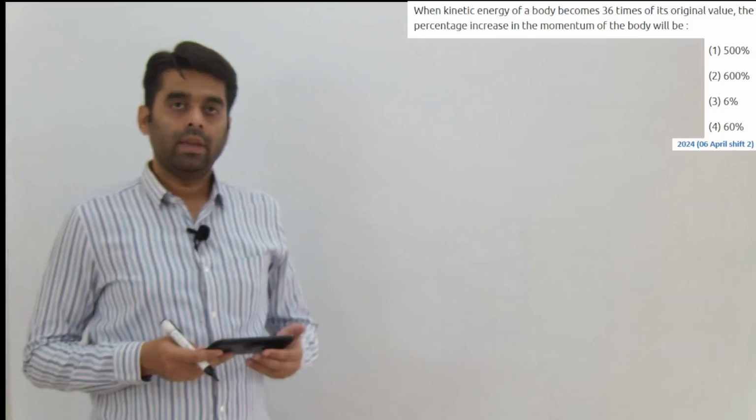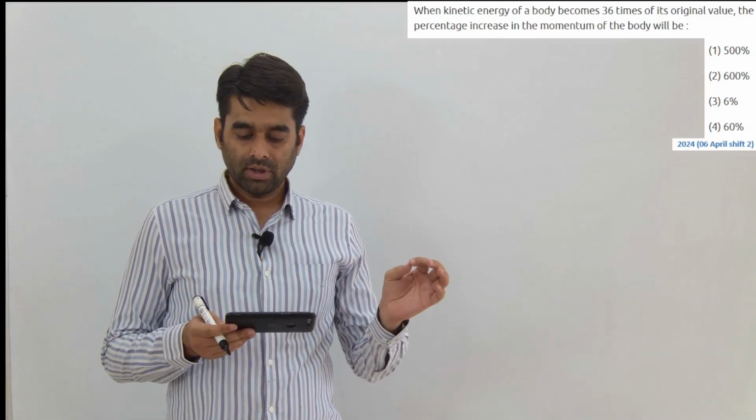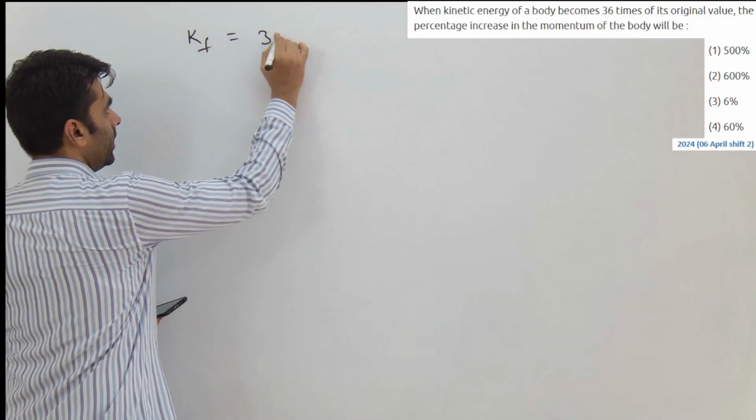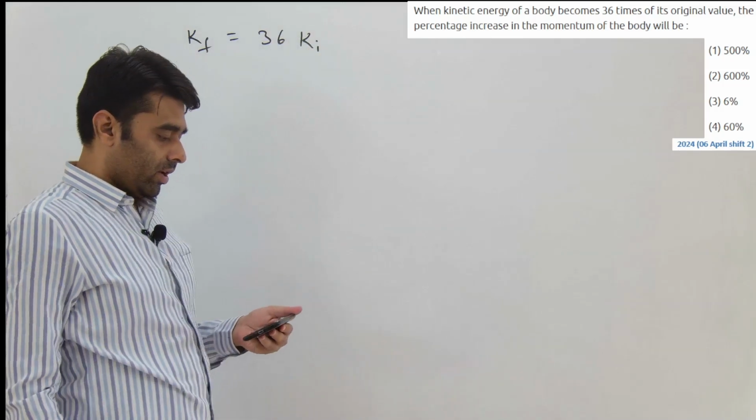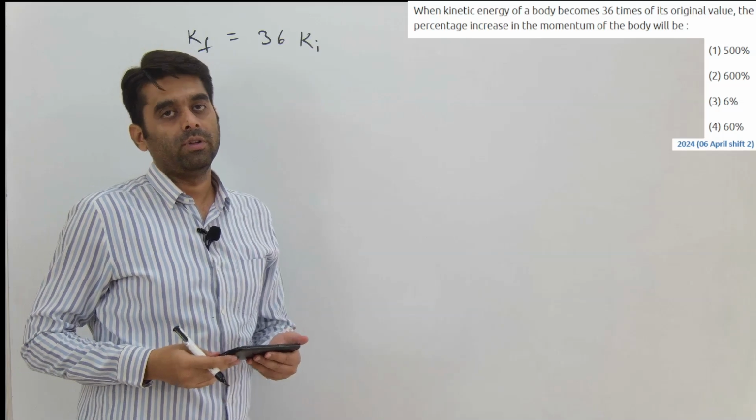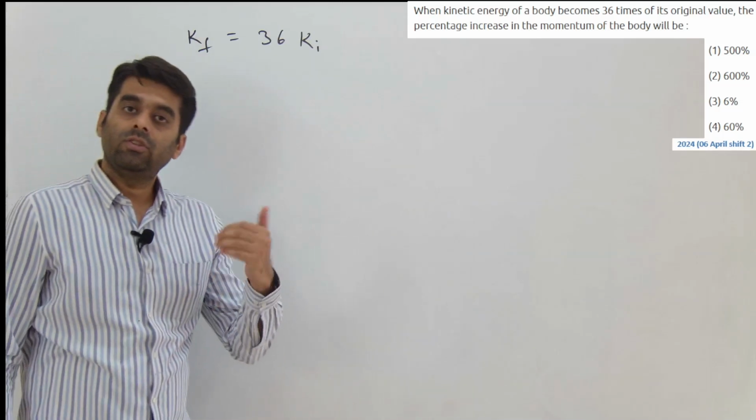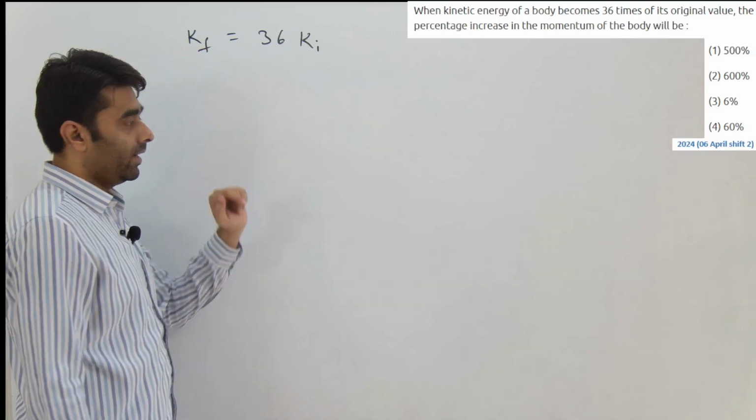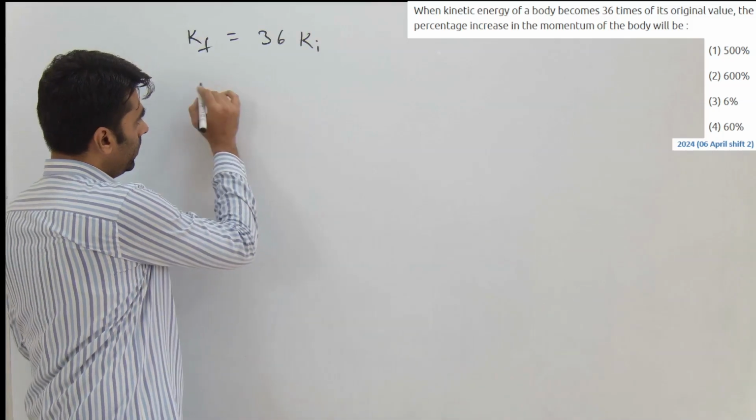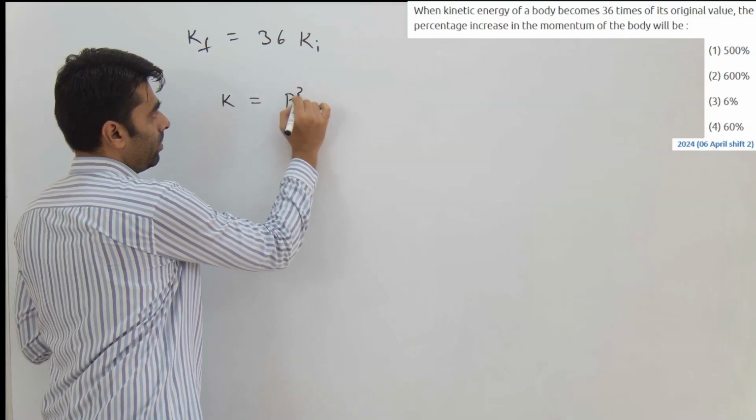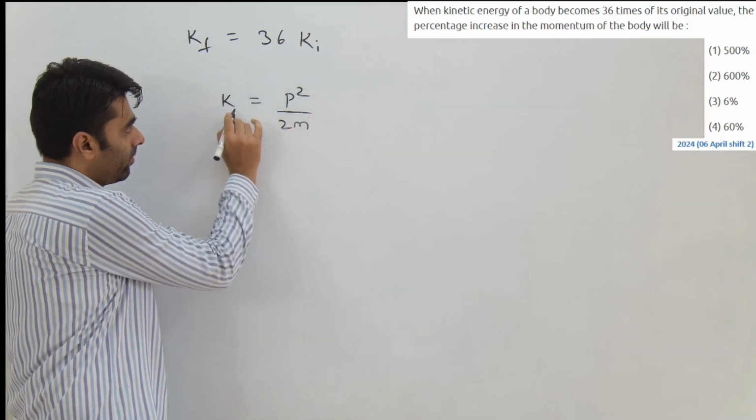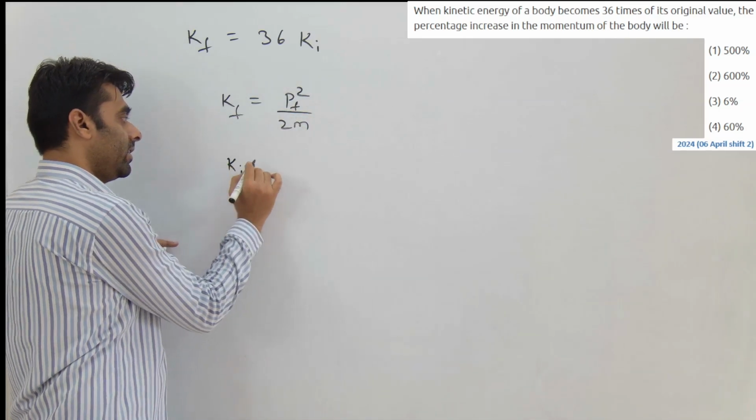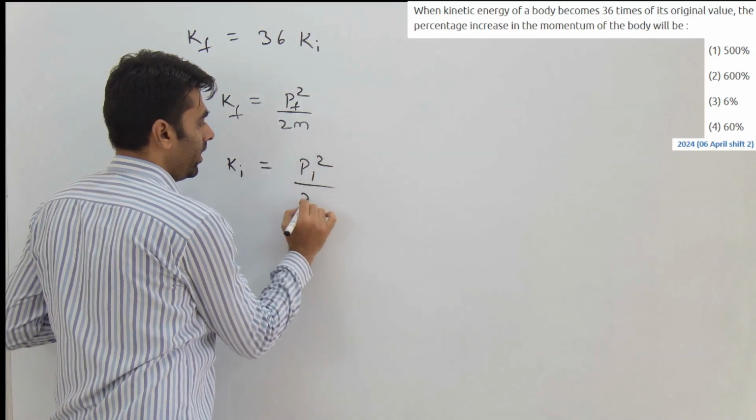Okay. Next question. When the kinetic energy of a body becomes 36 times its original value, so K final is 36 times K initial, the percentage increase in the momentum of the body will be. Now beta, this question is also based on the same formula, same concept that we discussed in the last question. We know that kinetic energy is P square by 2m. So final kinetic energy will be final momentum square by 2m, and initial kinetic energy will be initial momentum square by 2m.